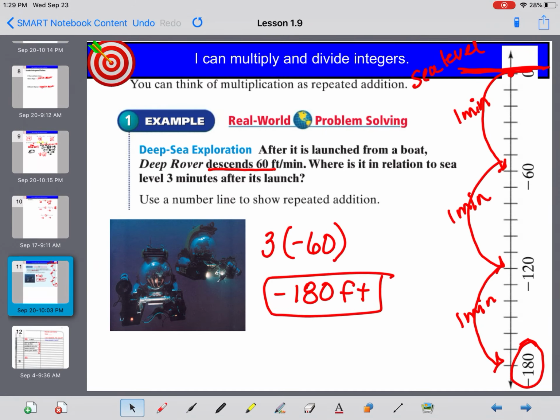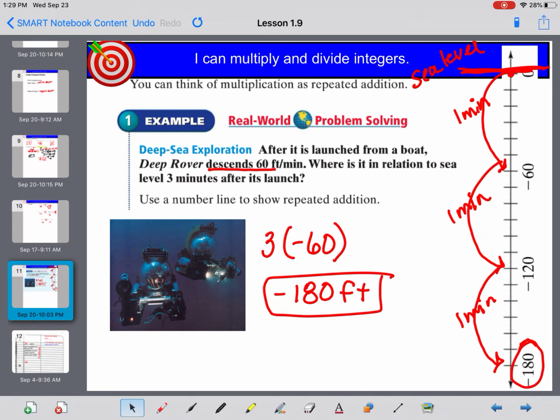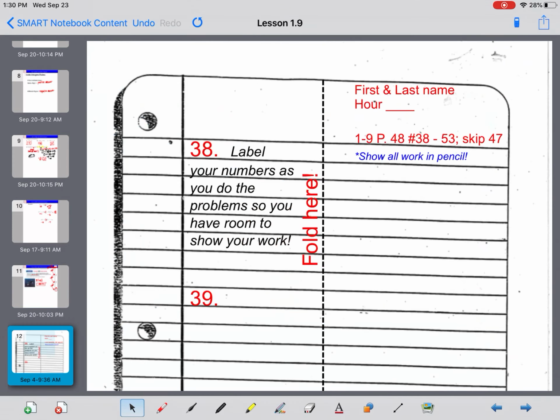All right, so today we talked about how to multiply and divide integers. If you're still struggling with it, please make sure you're seeking some extra help. Your homework for today is page 48, 38 through 53. Please show all of your work. You can skip, I should mention, skip 47. Make sure you show your work and fix those mistakes when you correct it.